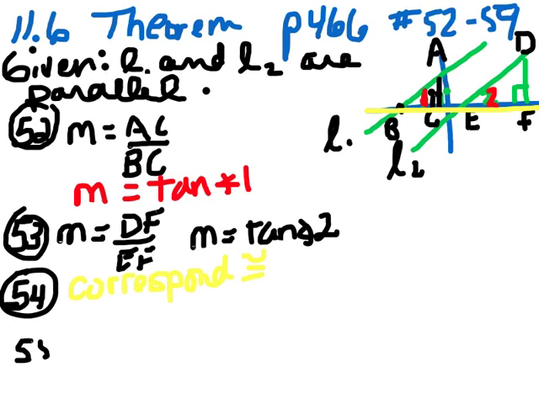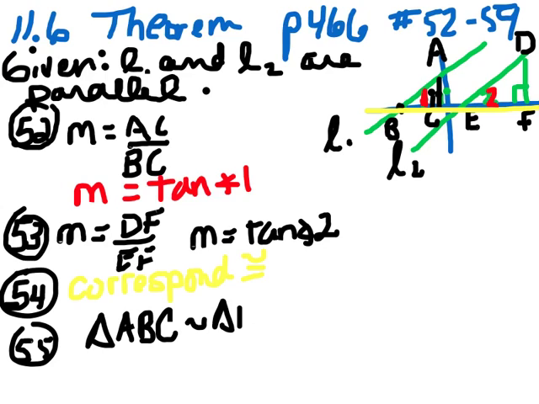Number 55, it's hard to read that yellow, I'm sorry. Why is triangle ABC similar to triangle DEF? Well, angle 1 and 2 are congruent from step 54. They're similar by angle-angle because we have the two right angles in the triangles, which are congruent, and then angle 1 and angle 2 are congruent because they are corresponding angles if we look at those parallel lines cut by a transversal.